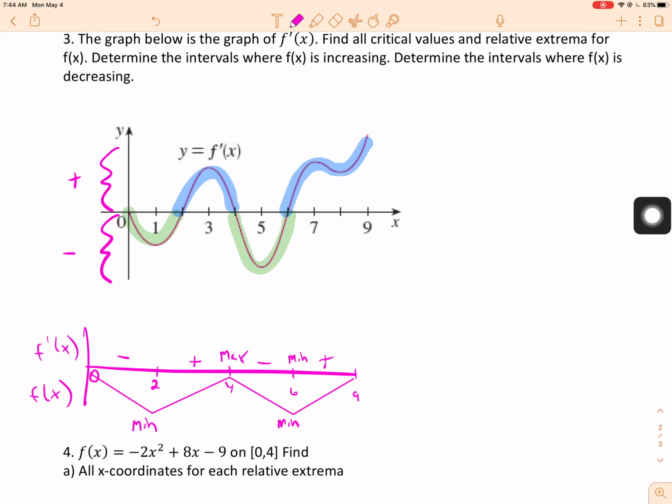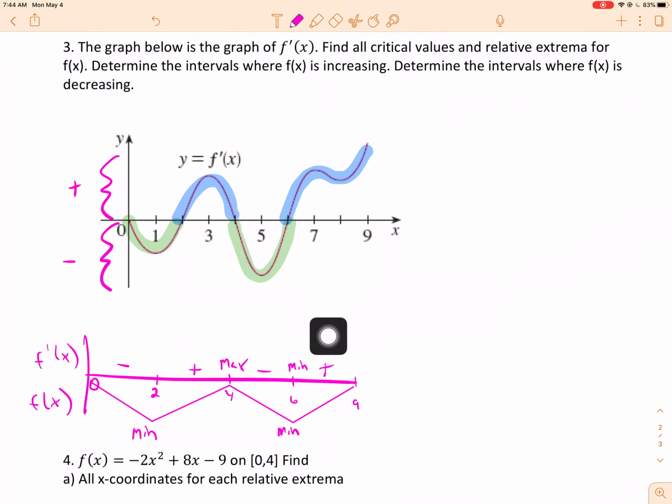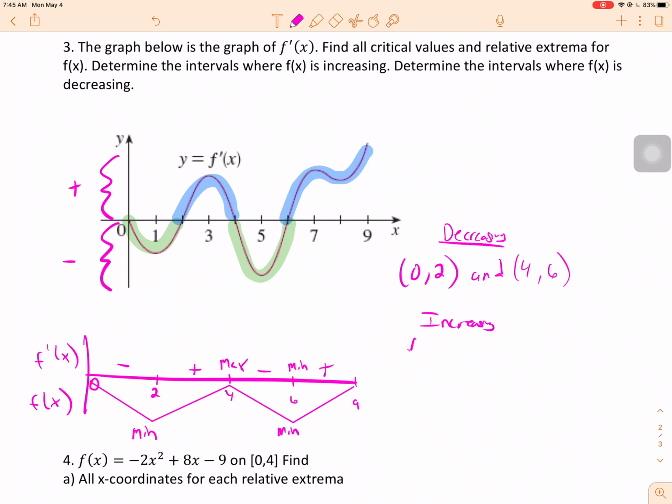We don't have an original function, so we can't find out what. We just know the critical values. The critical values are 2, 4, and 6, where the derivative goes from negative to positive or positive to negative. Okay, then it says determine the intervals where it's decreasing. Well, where is it decreasing? It's decreasing from 0 to 2 and 4 to 6. All right, that's decreasing. And then increasing from 2 to 4 and from 6 to 9. Cool.